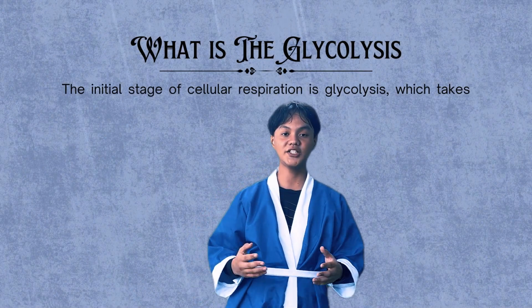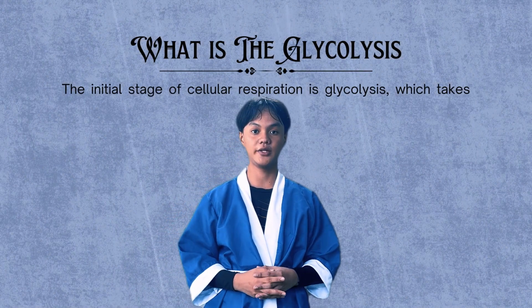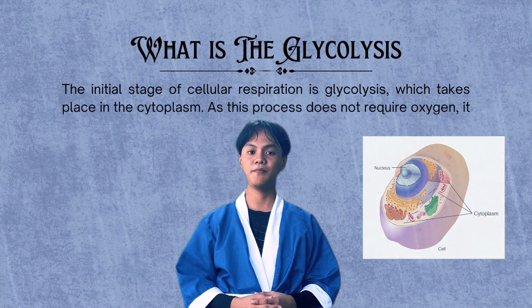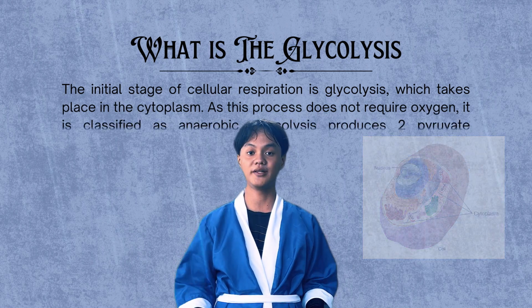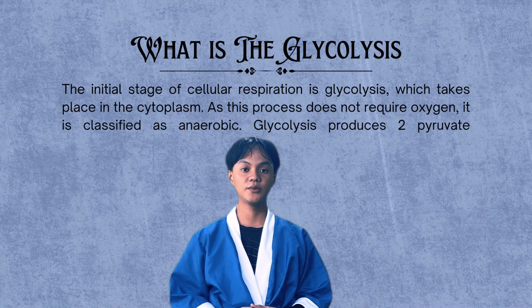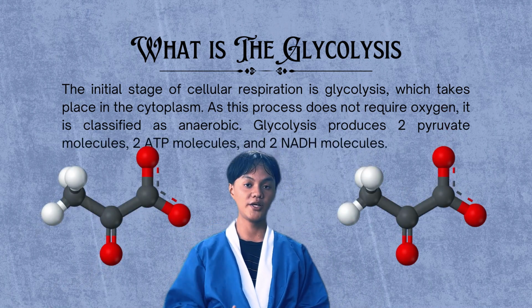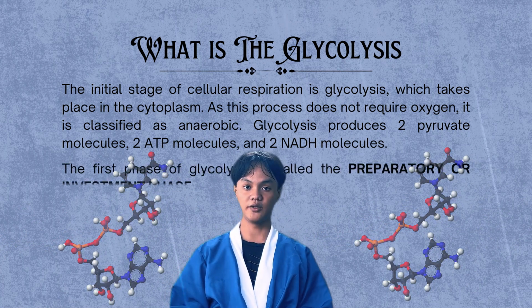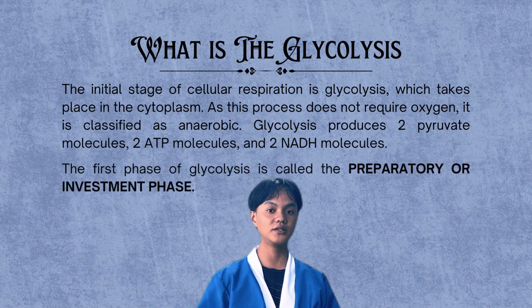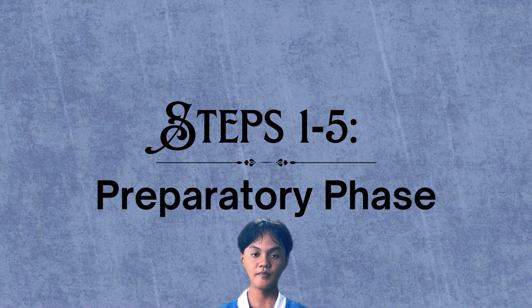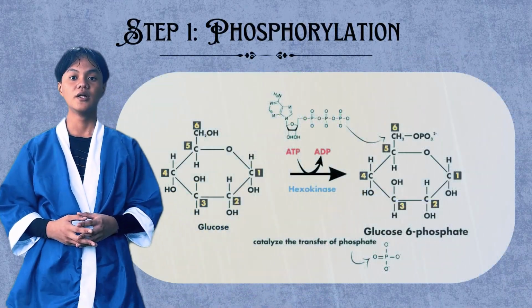The initial stage of cellular respiration is glycolysis, which takes place in the cytoplasm. As this process does not require oxygen, it is classified as anaerobic. Glycolysis produces 2 pyruvate molecules, 2 ATP molecules, and 2 NADH molecules. The first phase of glycolysis is called the preparatory or investment phase. The first step is called phosphorylation.